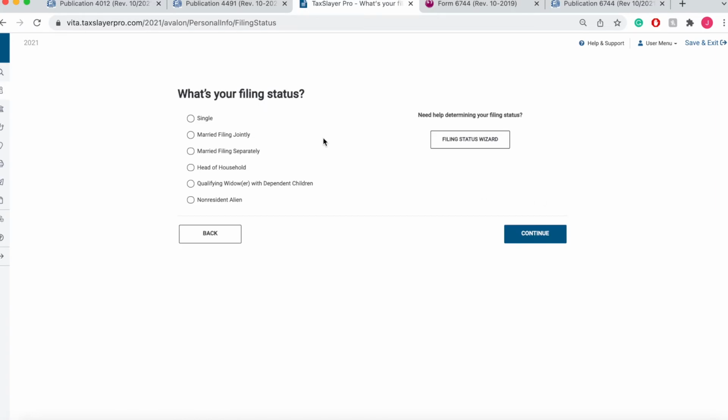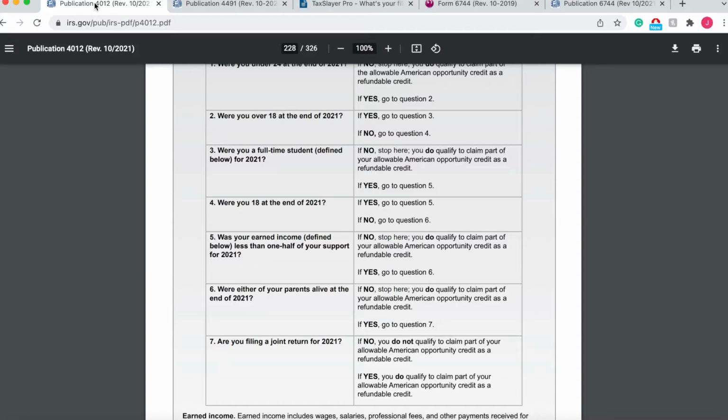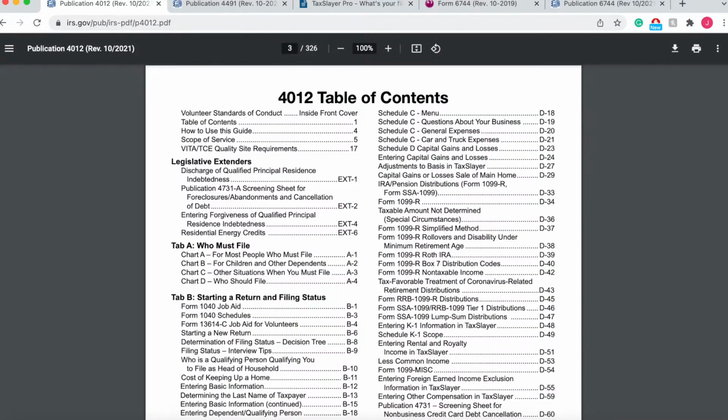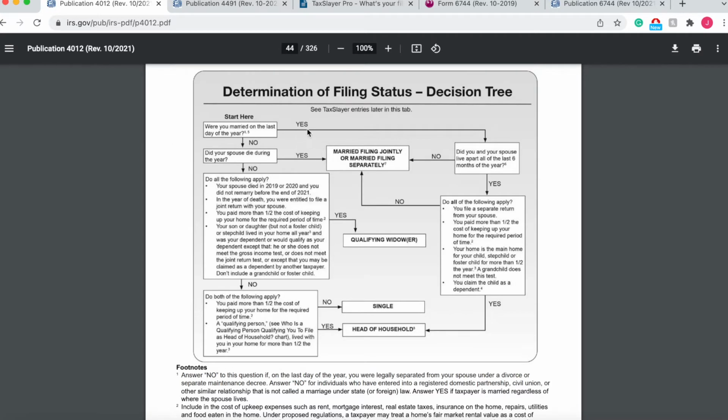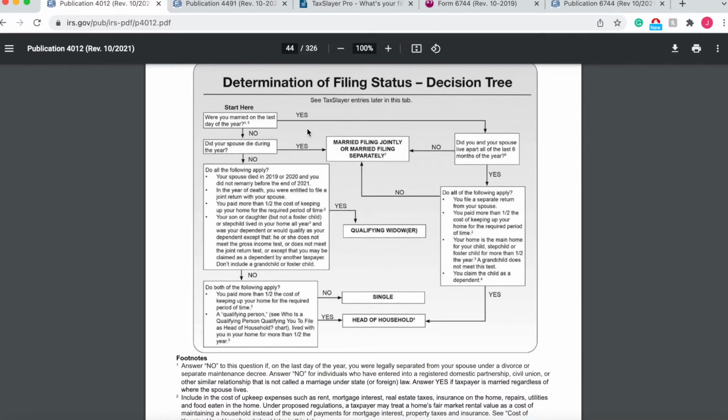And so the first thing here we're going to start with is what is Jennifer's filing status? And so what we're going to do is come back here to the handy dandy Publication 4012. We are going to go ahead and come to page 3, the table of contents, and look for the information on determining her filing status. I'm just going to click on the link to B8 here to go to the decision tree. And so here we go. We're going to go ahead and get started with this.